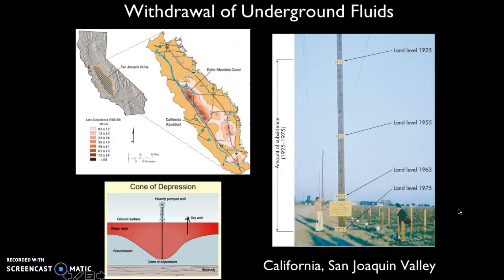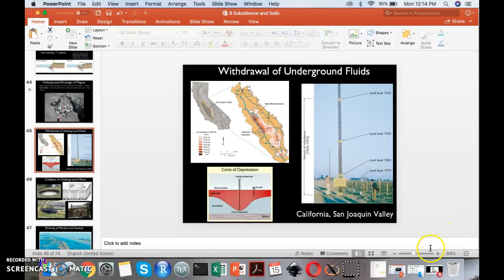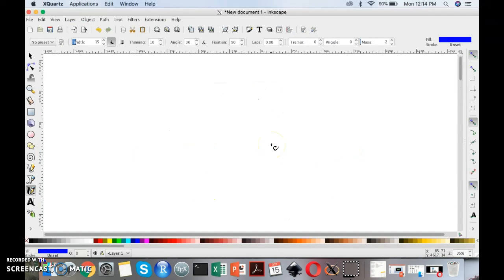Another way in which you can get subsidence, and this one is very common nowadays, is with the withdrawal of underground fluids. By that we mean the drilling and extraction of groundwater that we have underneath. Before I can tell you how that's going to affect things, I think we need to take a minute to go over groundwater real fast.